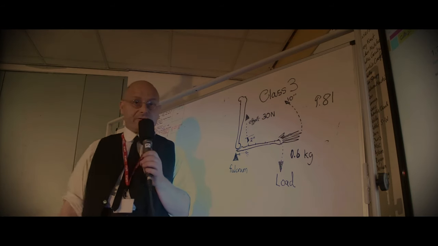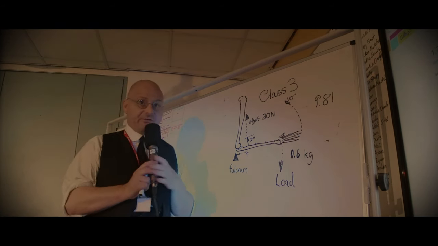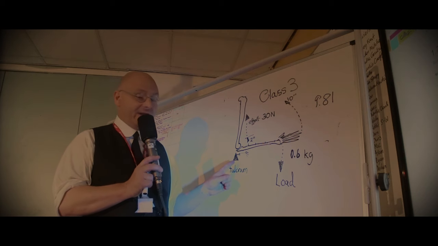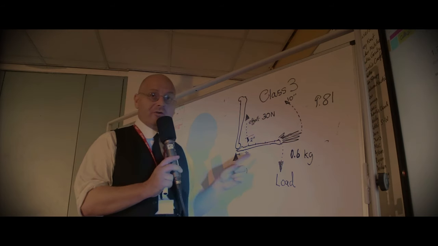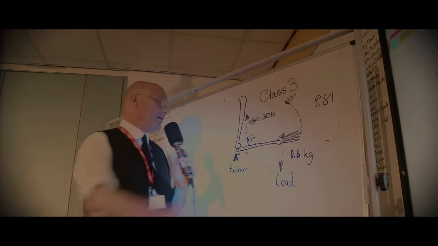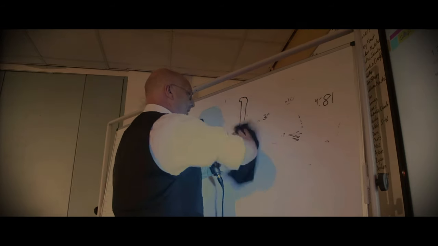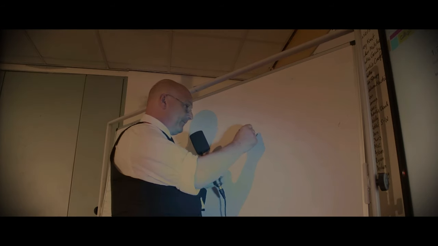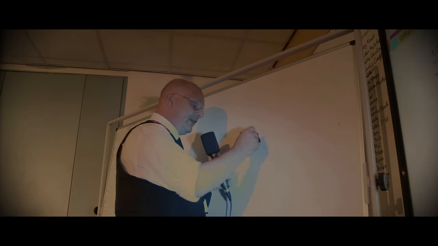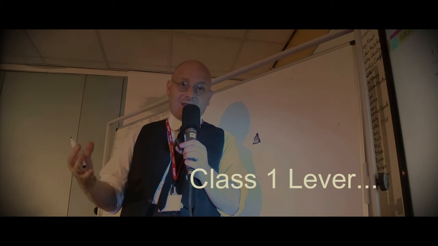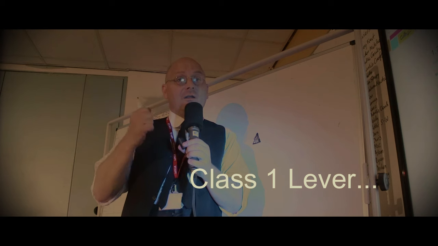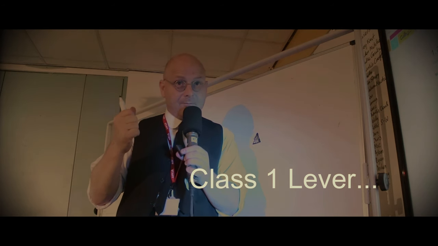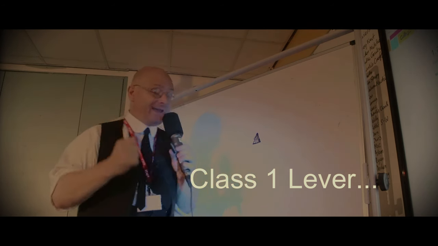So I've introduced a class 3 lever, and you've seen that in a class 3 lever, the fulcrum is at the one extremity and the load is somewhere past the effort. The effort is between the fulcrum and the load. The effort is the muscle. Now, class 2 has the fulcrum, not the effort as in class 3, between the load and the fulcrum. Class 1 has the fulcrum between the load and the effort.